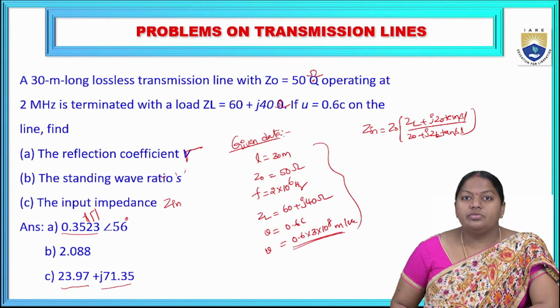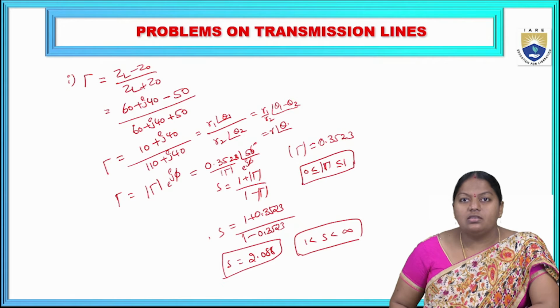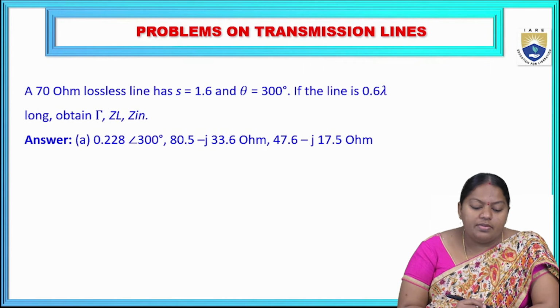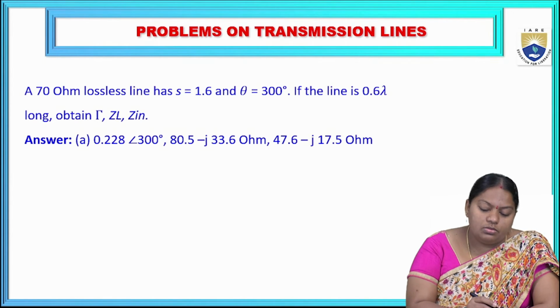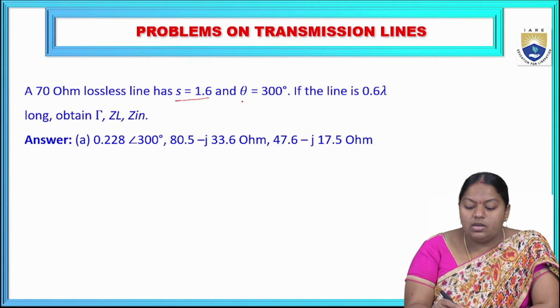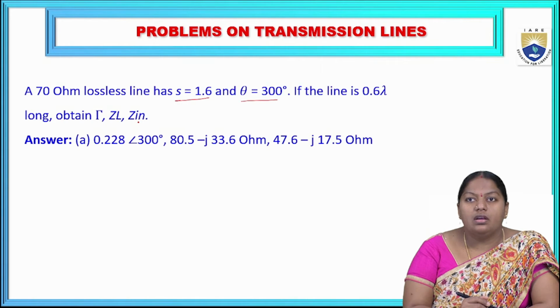And as we know, reflection coefficient gamma is ZL minus Z0 by ZL plus Z0, and the standing wave ratio is 1 plus gamma by 1 minus gamma. Okay, then the next one: a 70 ohm lossless line, so here also the characteristic impedance Z0 is given, its value is 70. A 70 ohm lossless line has S equal to 1.6 and theta equal to 300 degrees. If the line is 0.6 lambda long, obtain gamma, ZL and Zin. Gamma is the notation for reflection coefficient, ZL is the load impedance and Z0 is the characteristic impedance.